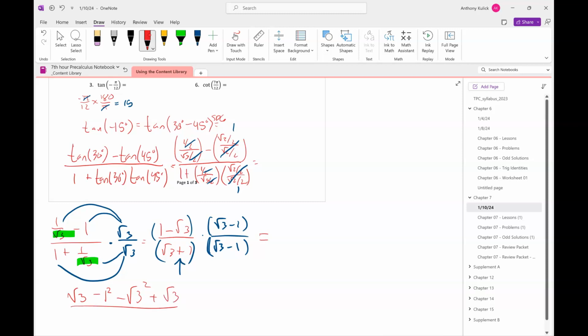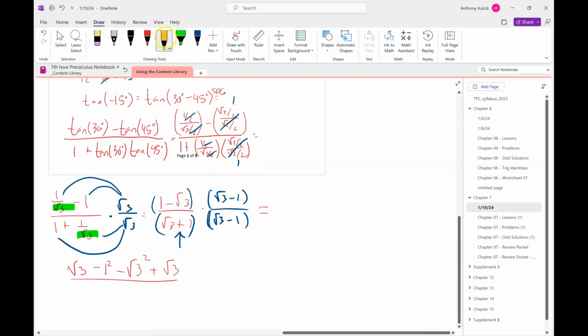The denominator, though, looks like a difference of 2 squares, right? I have like an a plus b times an a minus b. So I can shortcut that. I know that's just going to be a squared minus b squared. Or if you don't remember that or you don't like doing that, you can FOIL it out. You'll get the same answer either way. Me, I'm just looking for those extra little edges of efficiency to make my life a little bit easier.